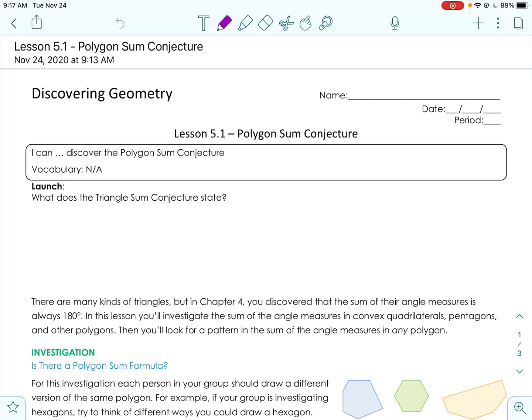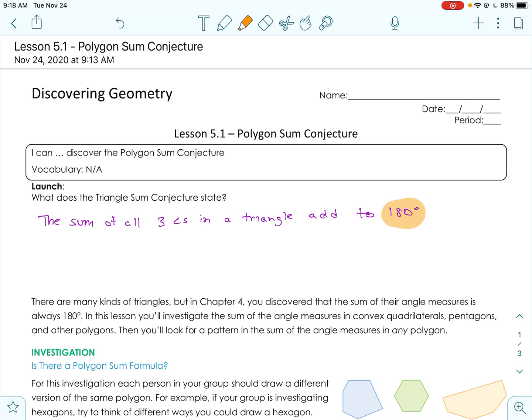So remember, the triangle sum conjecture states that the sum of all three angles in a triangle add to 180 degrees. Okay. So again, if you take the three angle measurements from any given triangle and then add them together, you're going to get 180 degrees.